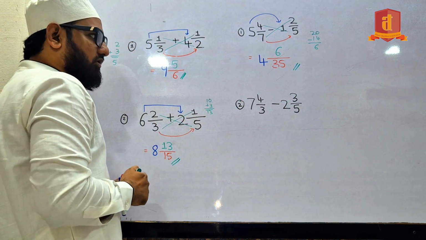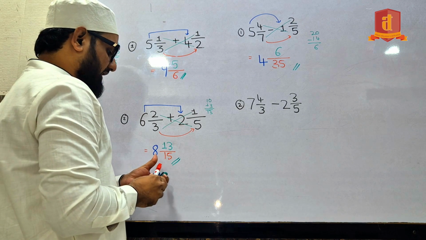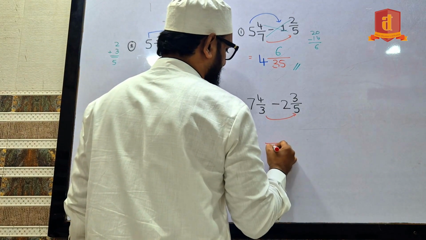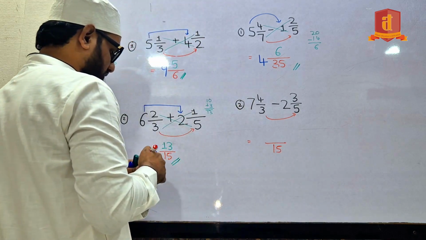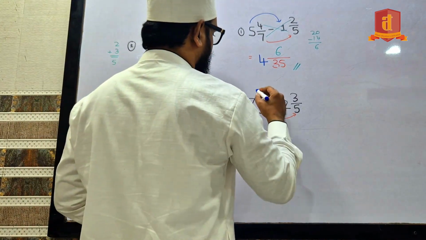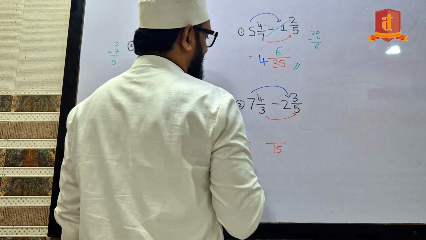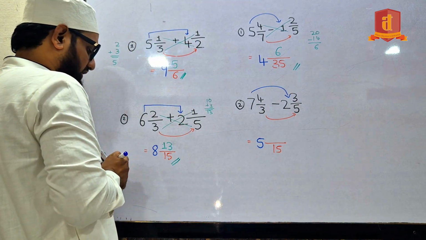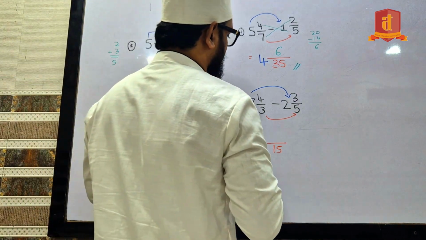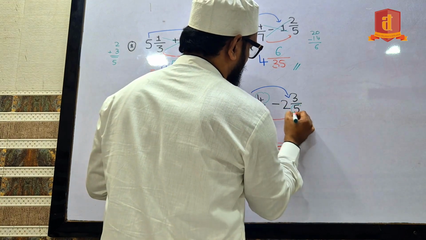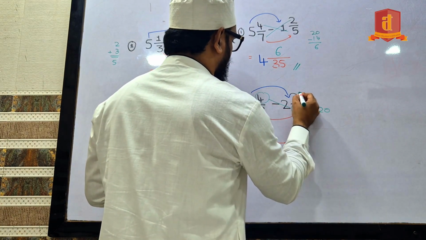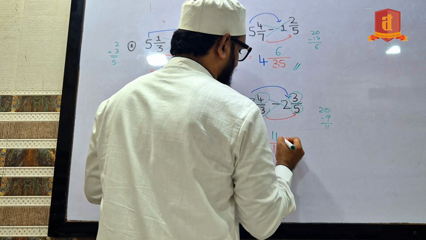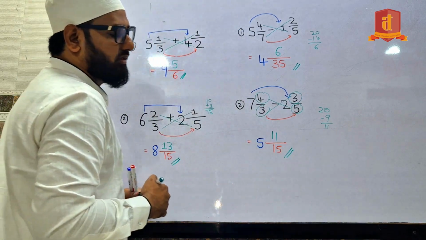Okay, next over here, again you need to multiply 3 times 5. 3 times 5 will be 15, and then you need to subtract this. 7 minus 2. 7 minus 2 will be 5, and then cross multiplication. 4 times 5. 4 times 5 will be 20, and 3 times 3 will be 9. 20 minus 9 will be 11. This is the shortcut tricks for the mixed fraction.